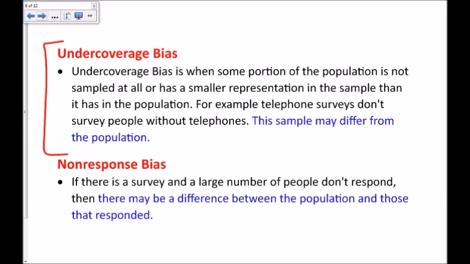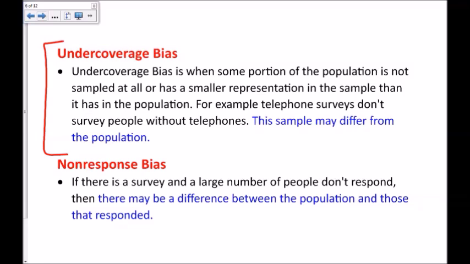Okay, so for example, back in the day, they used to do a lot of telephone surveys. They do less of that now because of caller ID and things like that. But telephone surveys, there was a problem with undercoverage bias in that it doesn't survey people that don't have telephones. Okay, usually lower income individuals who didn't have a telephone weren't included in the surveys because they didn't have a telephone. Okay, so there was an undercoverage bias. They weren't being represented in the sample for some reason.